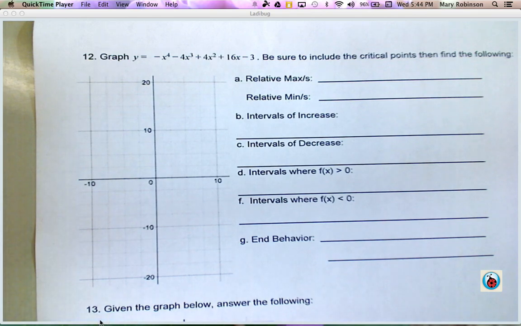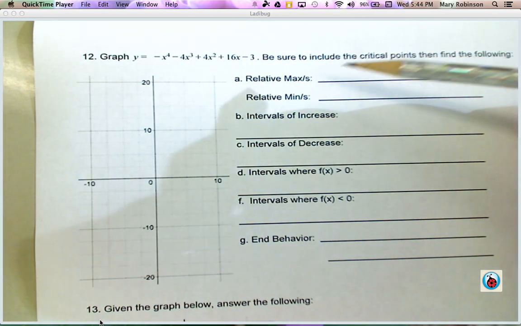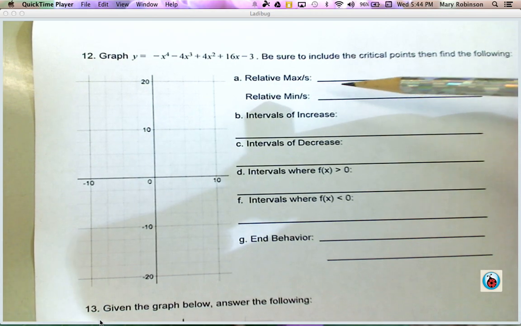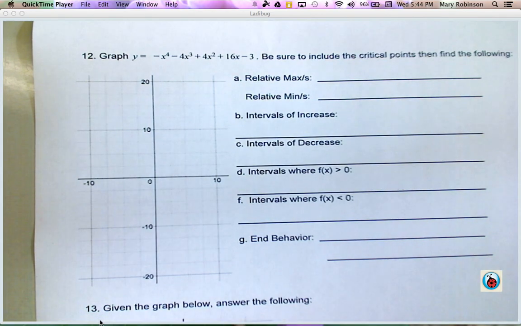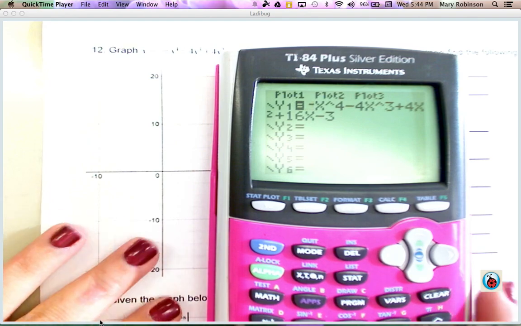Alright, hi students again. This is video number 3 to go over how to do numbers 12 and 13 on your test review. So you're going to have to graph and analyze this quartic polynomial function. So I need you to first go into y equals and type your function in.